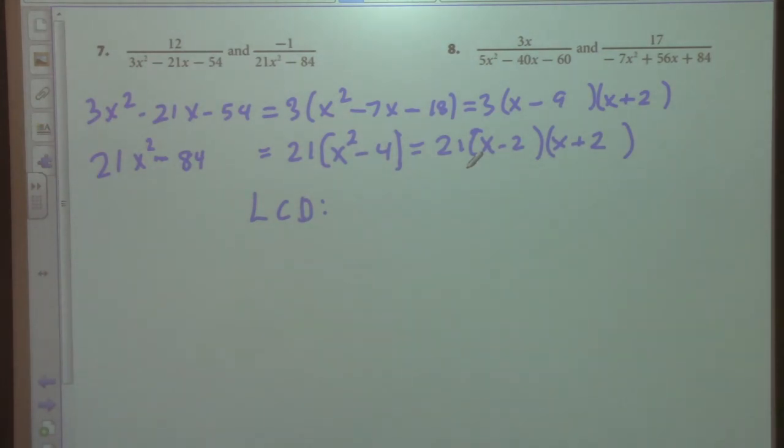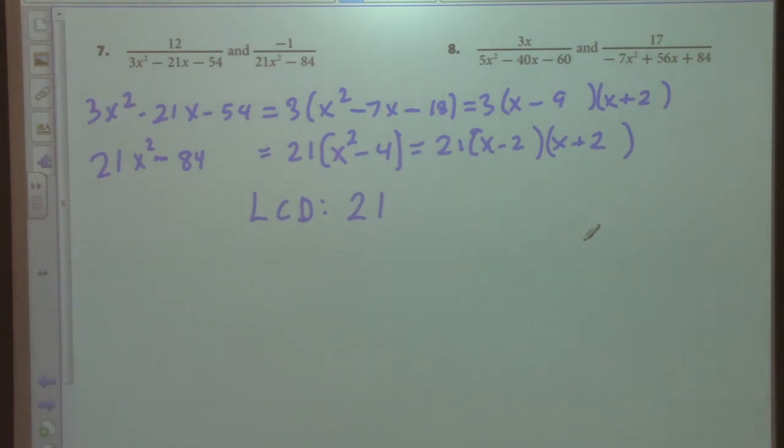No, 3 is not going to work because 3 will take this out, but it won't take this out. We need a number that takes both of these out, the smallest number that will take both out when we multiply. What's that going to be? 21. Okay, Riley says 21. He's right.